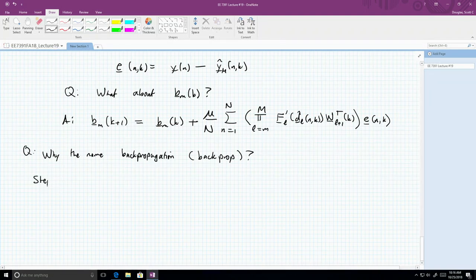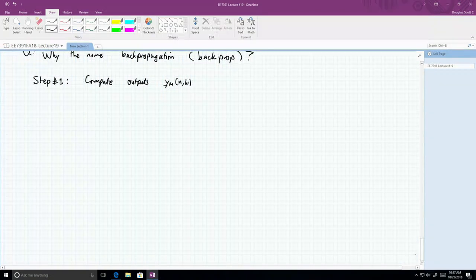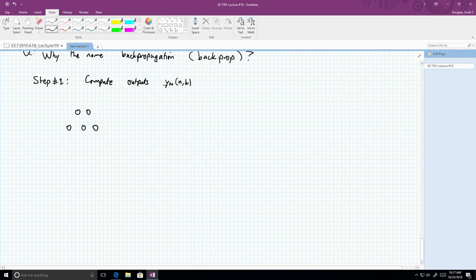Well, we have a step 1, which we could call compute outputs, which are ym. We really want to get to ym of nk. A typical picture that we have here is a set of outputs, maybe 2 outputs, and back from that we could have layers which have different numbers of nodes.